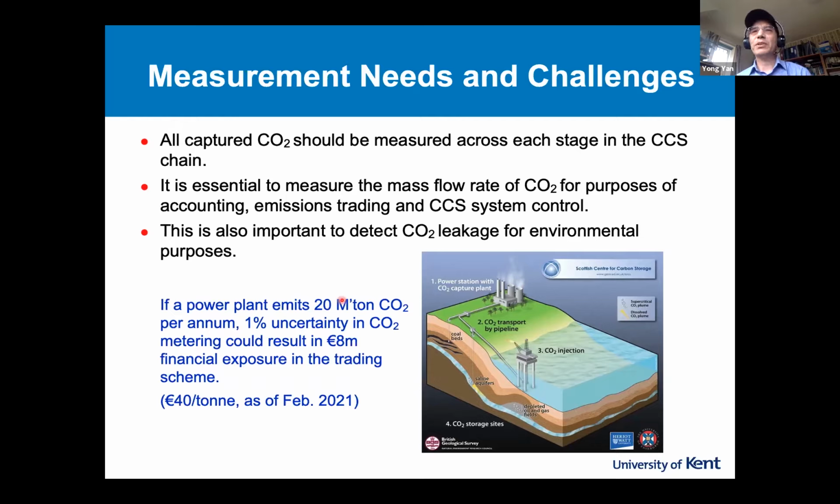To give you an example of how important CO2 measurement is, imagine you have a large power plant which emits 20 million tons of CO2 per year. If there is a 1% uncertainty in CO2 metering, that could end up as 8 million euros of financial exposure. This is based on 40 euros per ton of CO2 in February 2021.